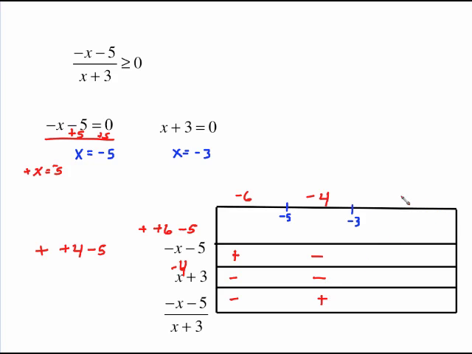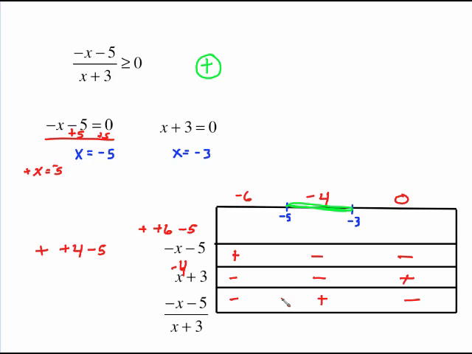Something to the right of negative 3, I'll choose 0 because the arithmetic's easy. Put 0 in here gives me a negative. 0 in here gives me a positive. A negative divided by a positive is a negative. So here's our sign, greater than or equal to 0. So the values that are greater than or equal to 0 are the positives. So here's where I have a positive in my bottom row. So I know I'm going to shade right in here.